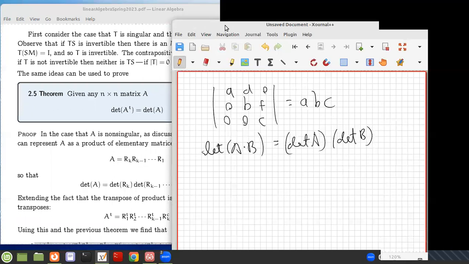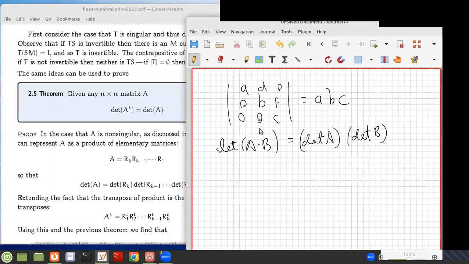There's another nice property, which you prove the same way with elementary matrices: the determinant of a transpose is equal to the determinant of the original matrix.